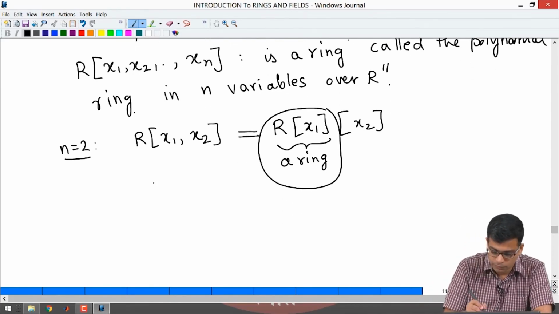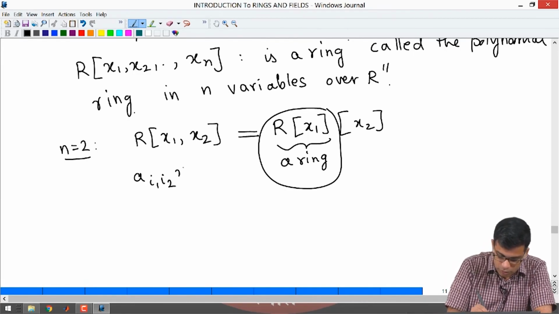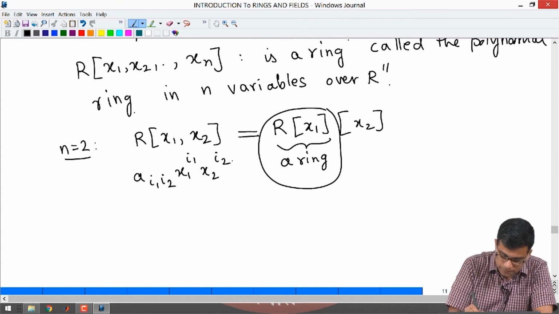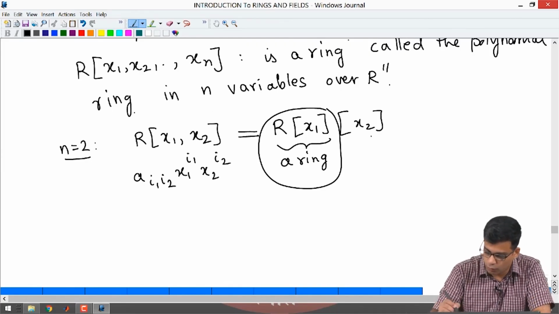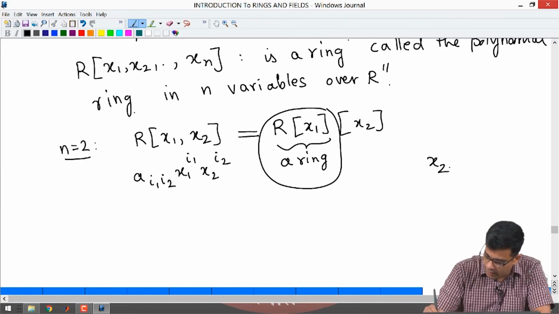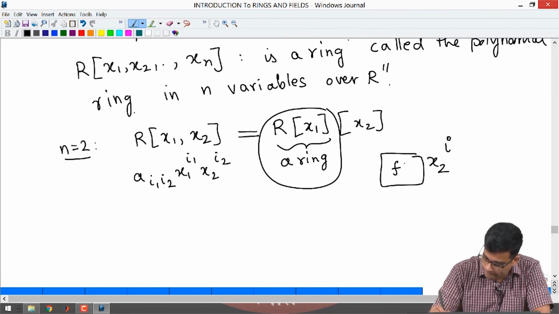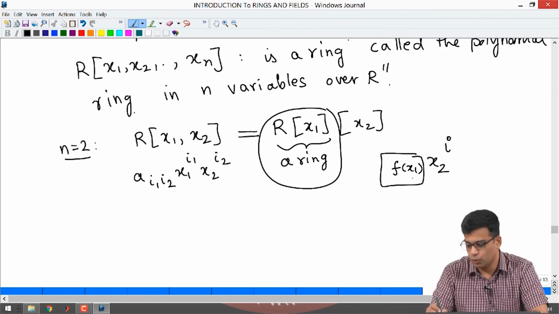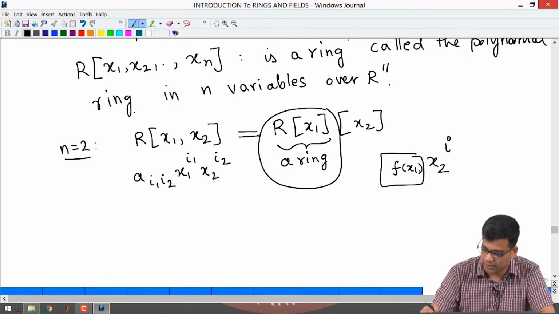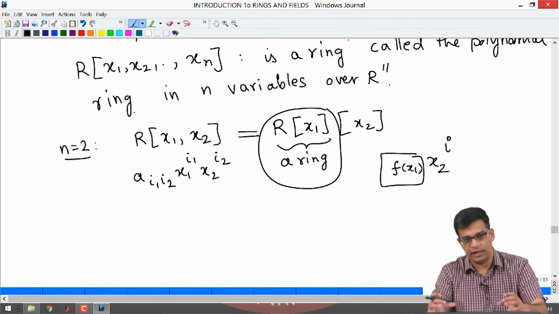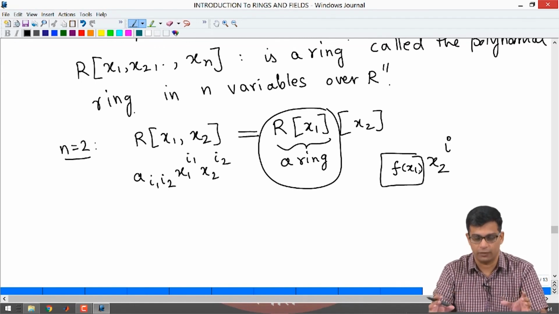Here the terms are sums of this kind, a_{I1 I2} x1 power I1, x2 power I2. So, you take a monomial like this and you add several of these together to get an element of this. What would be the things here? Things here will be x2 power I, but the coefficient would be a polynomial in x1. So, now if you break up f(x1) as a sum of monomials in x1 and multiply by x2 power I, you will get this. So, they are really looking at the same thing in two different ways.